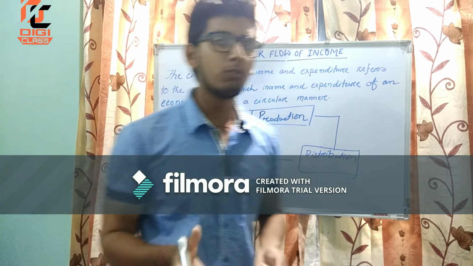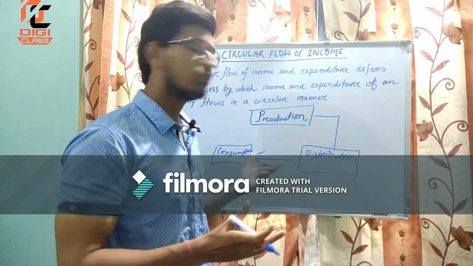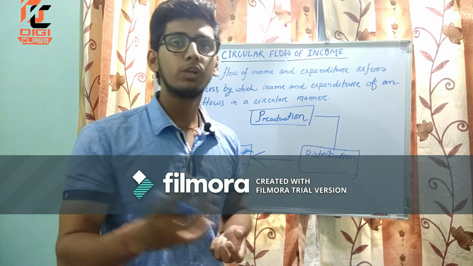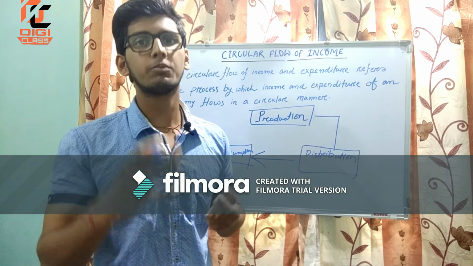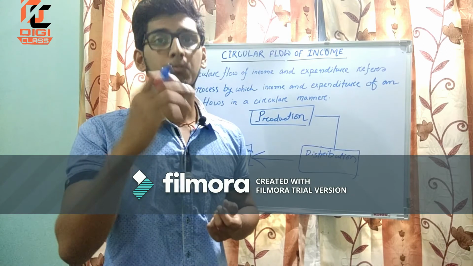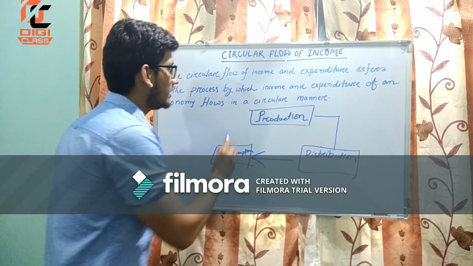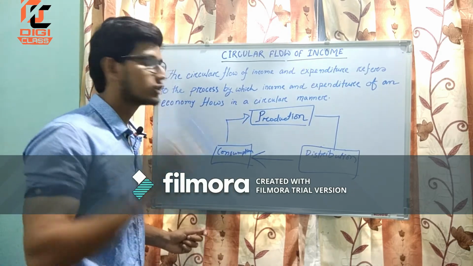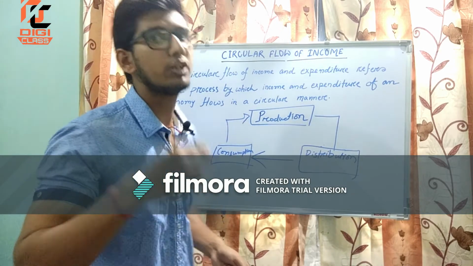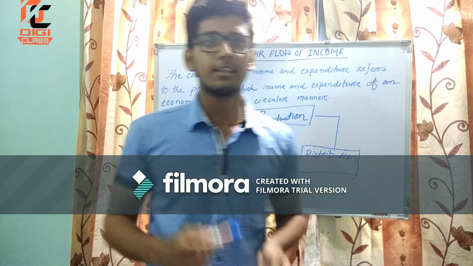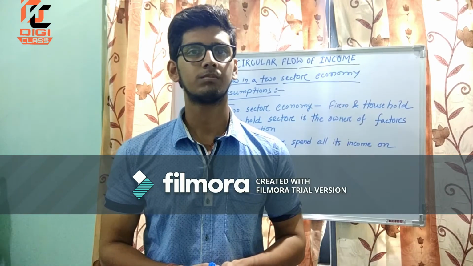Now, in the consumption phase, while the factors of production consume the goods produced by the production sector, the money will again be in the hands of production units, and the production units will continue to produce certain things. Now let us understand the circular flow of national income in a simple economy where there are only two sectors, that is farms and the household sectors.